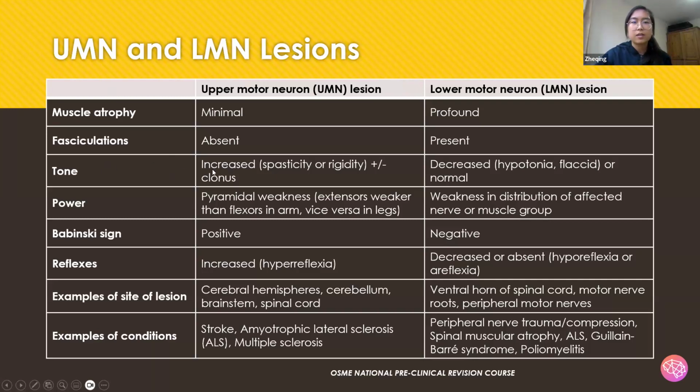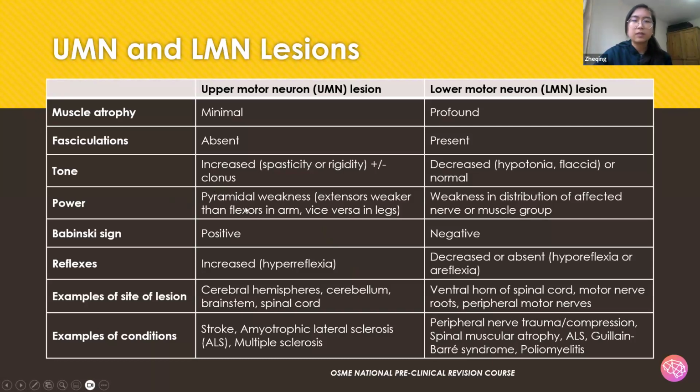For the tone, it's paradoxical, but it's increased with UMN lesions, so you get spasticity or rigidity. And you could get clonus. Clonus again means involuntary movements, but they're rhythmic movements, and normally you find it in the ankle quite typically, so ankle clonus. And you have decreased tone, so hypotonia or flaccidity, in lower motor neuron lesions, and that's related to the muscle atrophy.